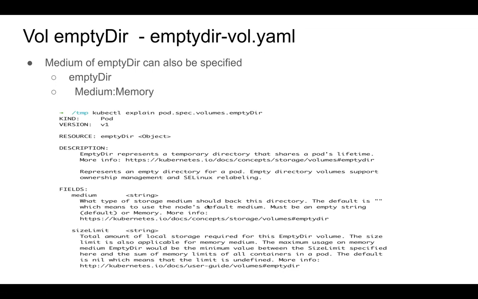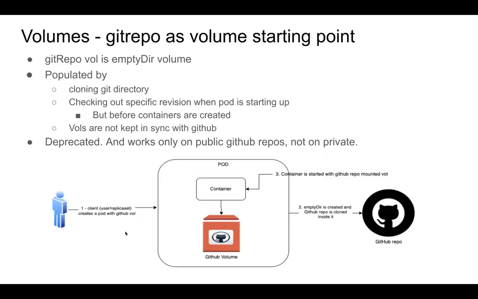What type of storage medium should back this directory? The default is blank, which means the node's default medium. It must be an empty string or memory. So these are the two things available. You can see more description at this link, and you can run this command to get all this information. So this was about the emptyDir.